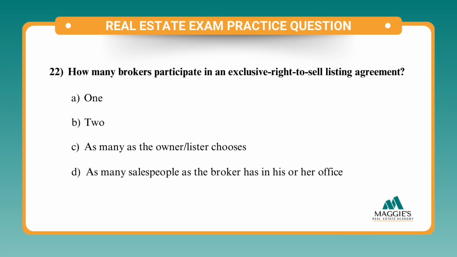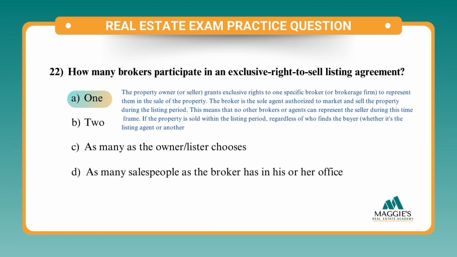The correct answer for this one is A1. In an exclusive right to sell listing agreement, only one broker is involved, typically. So remember, in an exclusive right to sell listing agreement, the property owner or seller grants exclusive rights to one specific broker or brokerage firm to represent them in the sale of the property. The broker is the only agent authorized to market and sell the property during the listed period. This means that no other brokers or agents can represent the seller during this time frame.